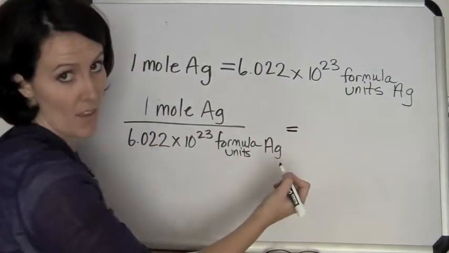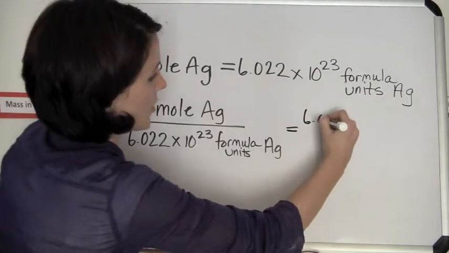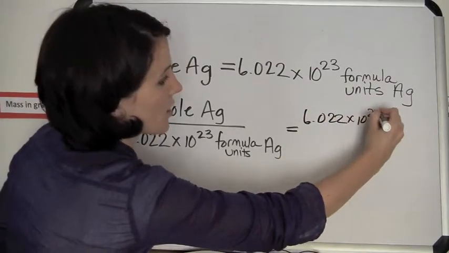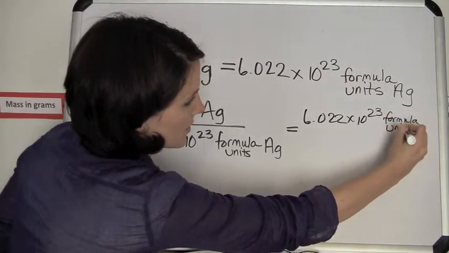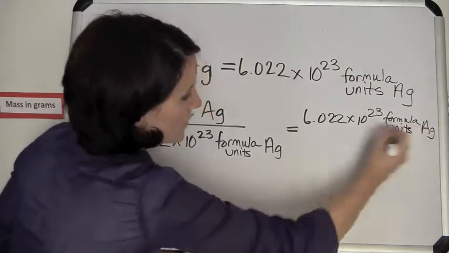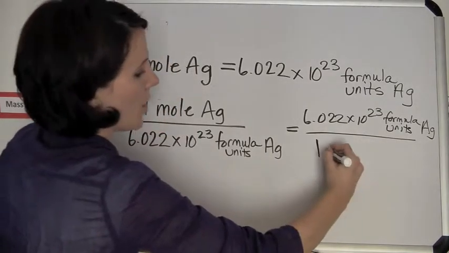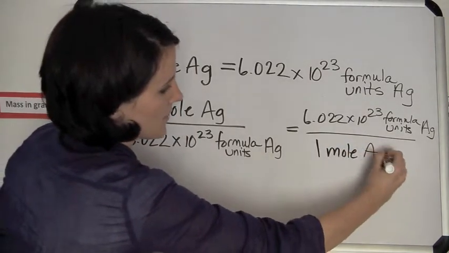I can also just switch that ratio. It means the same thing. So I could write 6.022 times 10 to the 23rd formula units of silver over 1 mole of silver.